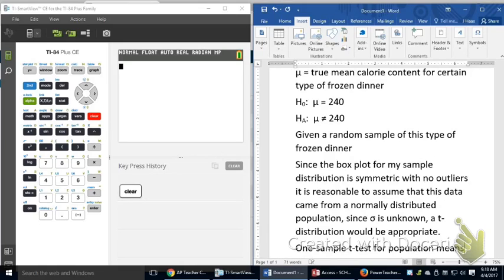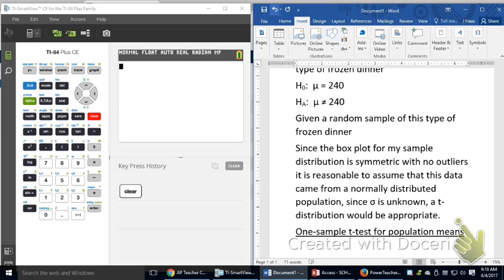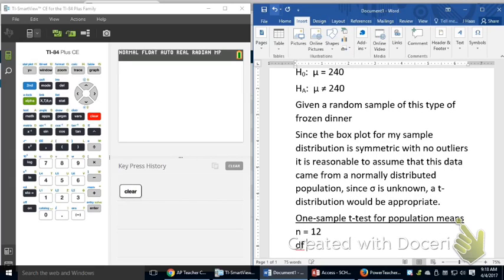Now, what we're going to do is a one sample t-test for population means. When you name the test, always tell what you're testing. In this case, one sample t-test is what statistic you're using, and population mean is what we're testing for. So there's several things I need. I need a sample size, in this case 12. I need my degrees of freedom, which is n-1, so it's 11. I need x bar, or my sample mean, and I also need my sample standard deviation.